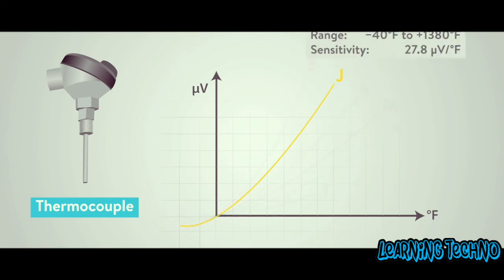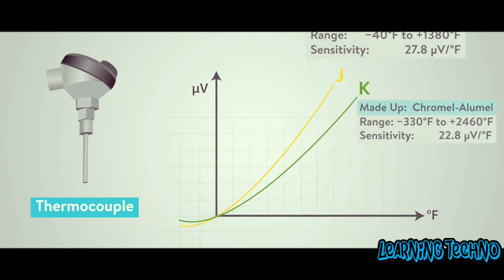For instance, type J is made up of iron constantan combination with a range of -40 degrees Fahrenheit to positive 1,380 degrees Fahrenheit and a sensitivity of about 27 microvolts per degree Fahrenheit. While type K, chromel alumel, is one of the most common general-purpose thermocouples with a sensitivity of approximately 22.8 microvolts per degree Fahrenheit. Type K is inexpensive, and a wide variety of probes are available in its -330 degree Fahrenheit to positive 2,460 degree Fahrenheit operating range.